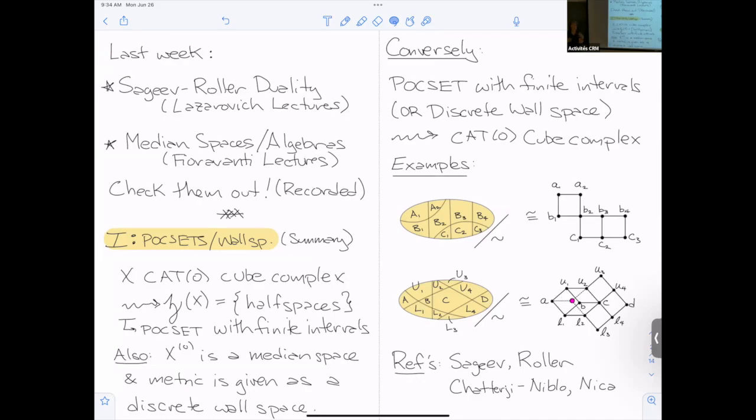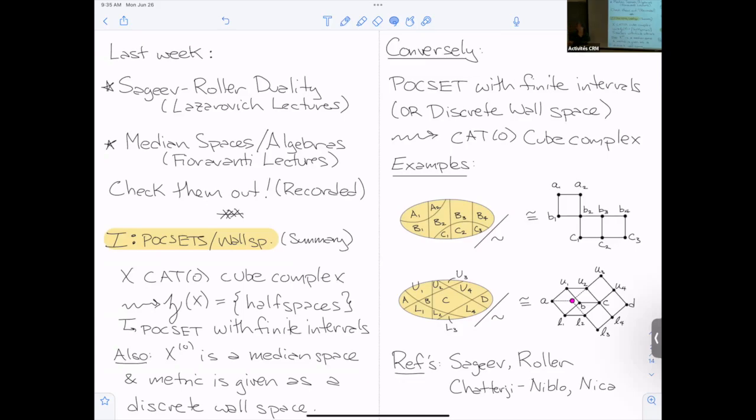And with the partial order given by set inclusion, this gives you a POC set. So POC set refers to a poset with complementation, namely that it's closed under taking complements and it has finite intervals. Okay, so associated to a CAT(0) cube complex, you can take its vertex set, and that's going to be X0. I'm almost always going to emphasize X0, but I might have forgotten it sometimes. And this is a median space with metric given as a discrete wall space, okay?